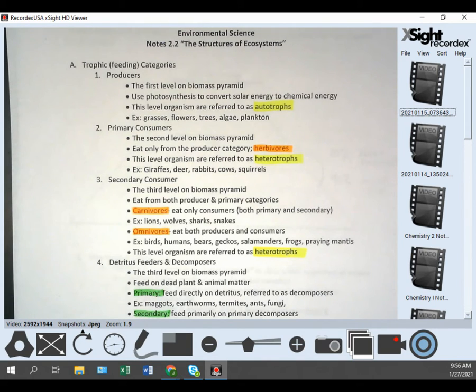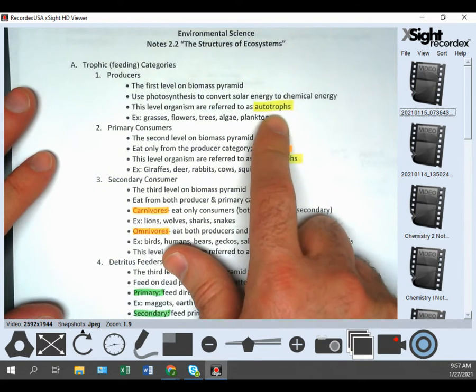So, producer category. The first level on the biomass pyramid, which won't make much sense right now, we'll get to that. What are producers? They are organisms that use photosynthesis to convert solar energy to chemical energy. This level of organism are referred to as autotrophs.